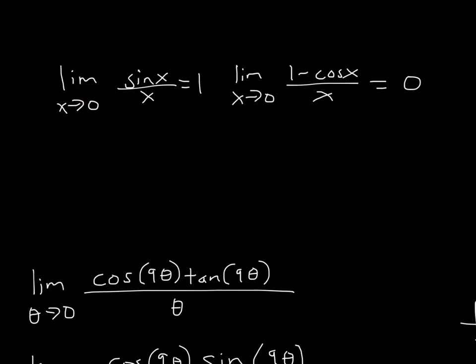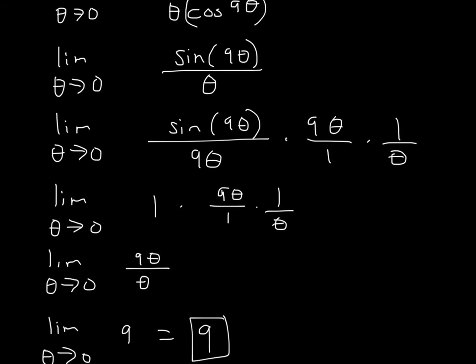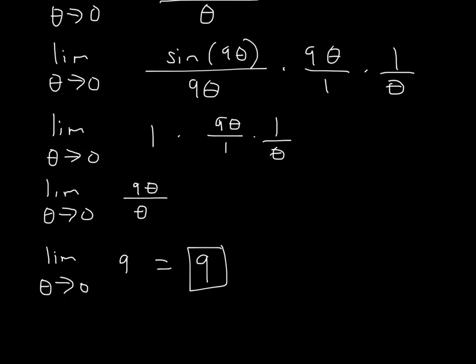sine x over x, this goes to 1. So if this goes to 1, then that makes our lives easier. So after this, it's 9 theta times 1 over theta. So now it becomes 9 theta over theta. That's the same thing as if you had 9x over x. So the x's cancel. Now, all you're left with is 9.